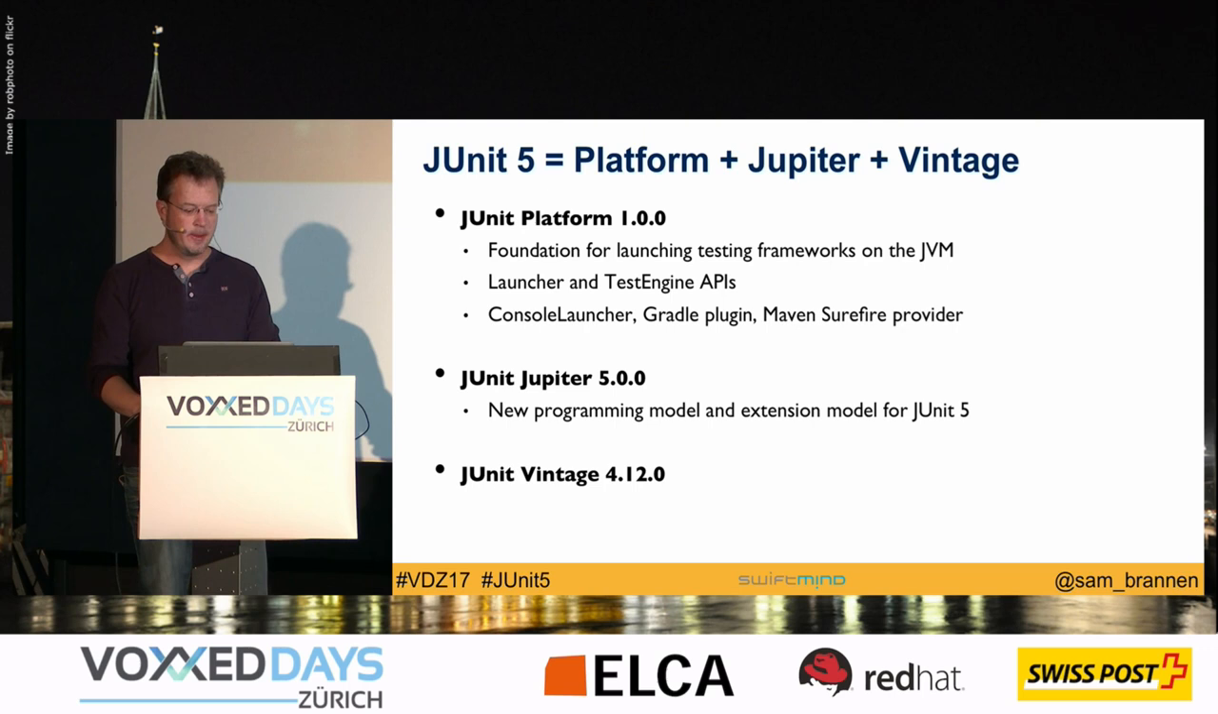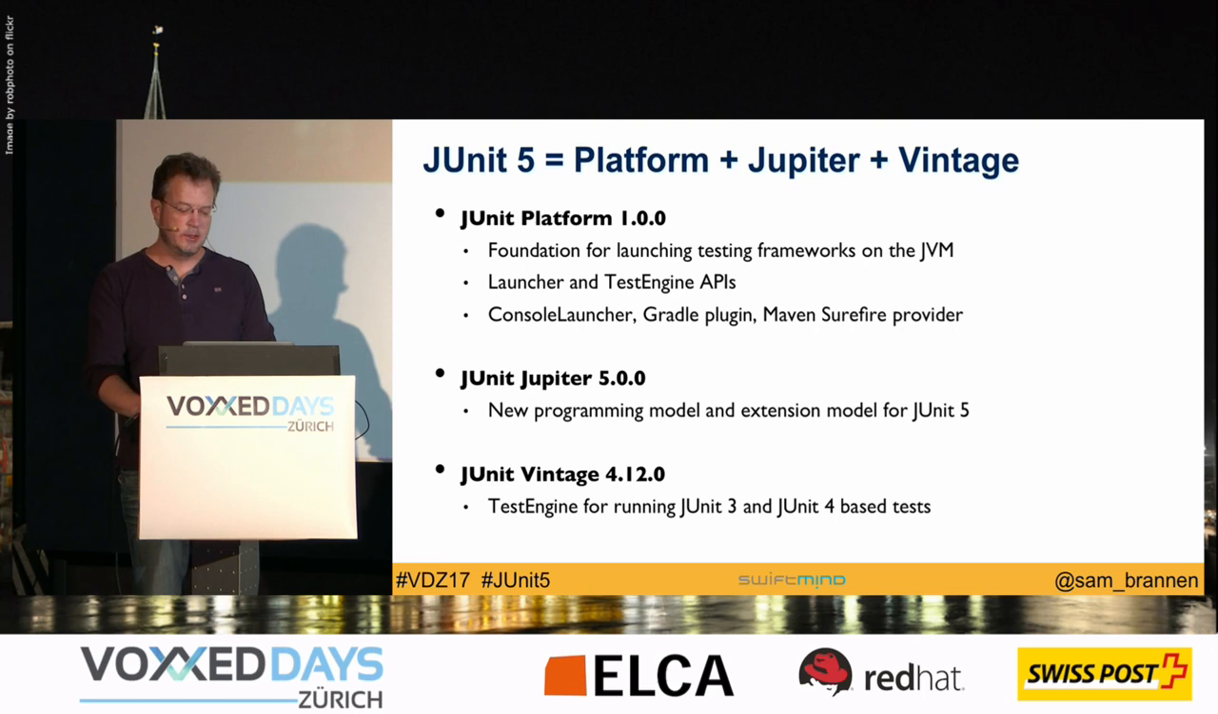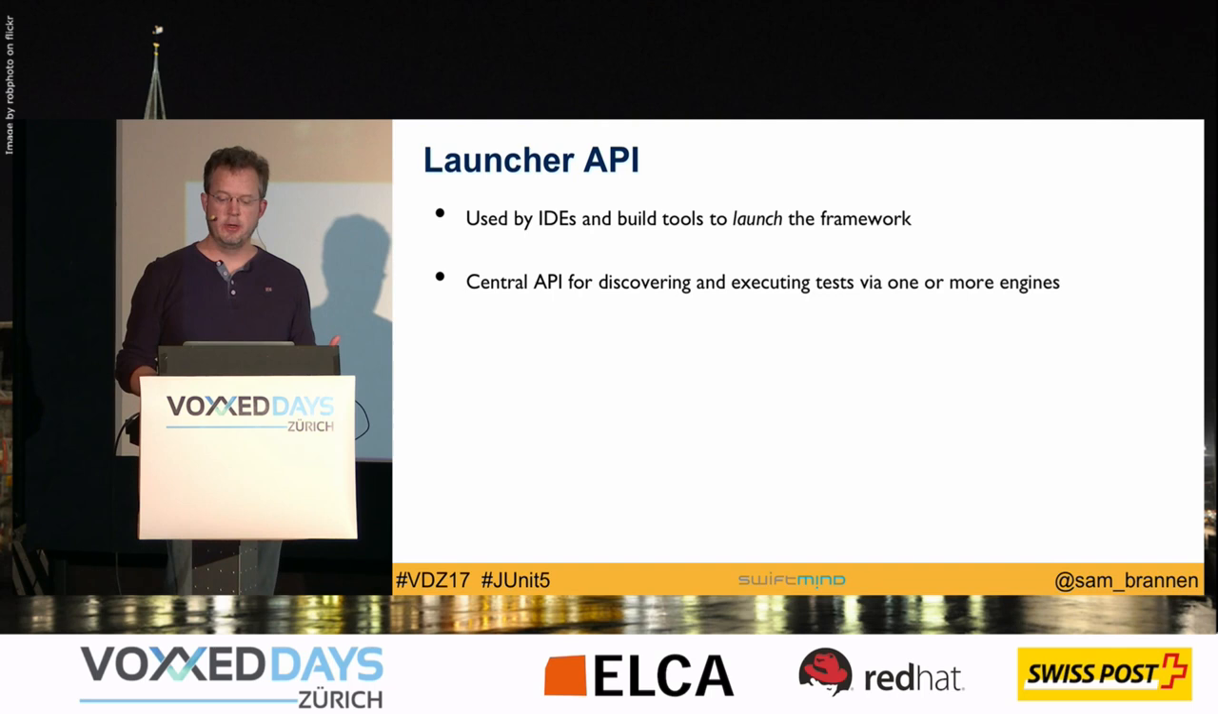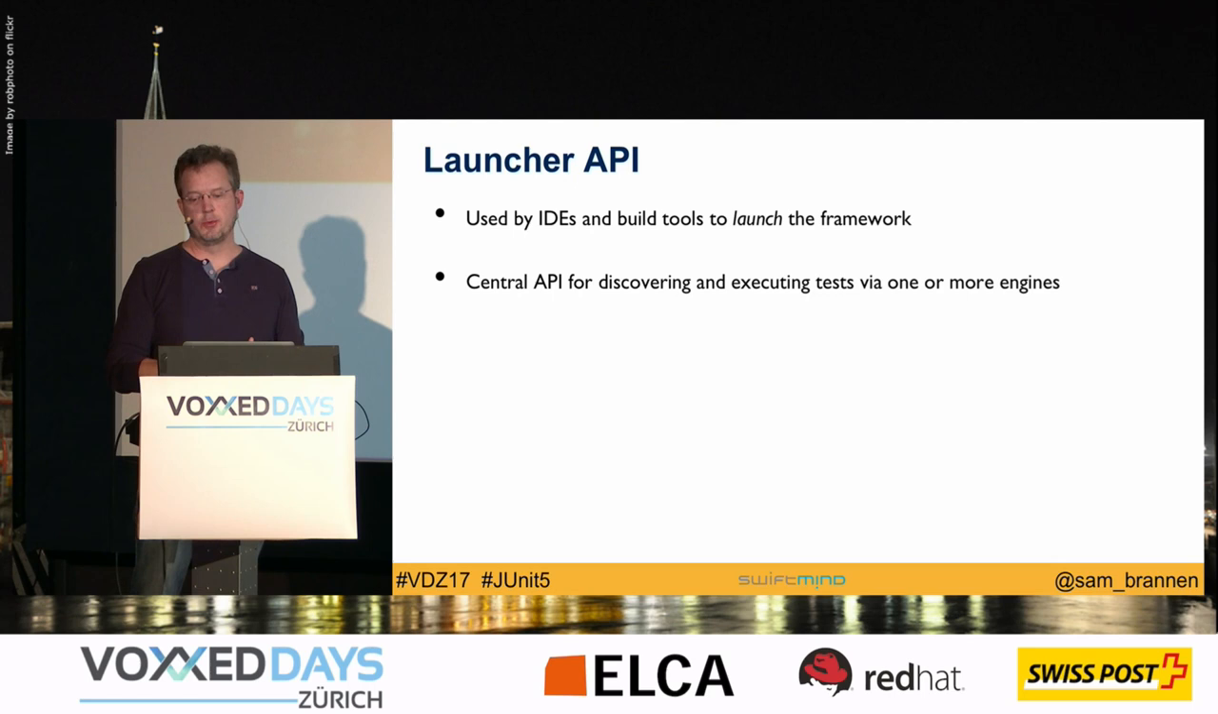Then we have what we call JUnit Vintage. I originally proposed Legacy, but that didn't go over too well, so we ended up going with Vintage. So everything before JUnit 5 we call Vintage, and that's support for JUnit 3 and JUnit 4 for running them on this new platform. So this launcher API, in case you're interested in the details, is used by the IDEs and build tools to actually launch the framework. And it's a central API for discovering and executing tests via one or more engines. So the engines are kind of like what runners were back in JUnit 4.